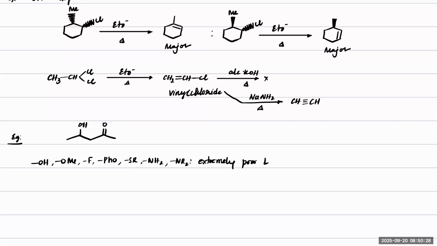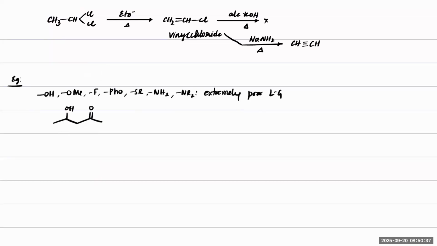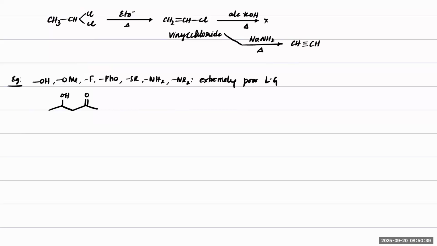Extremely poor leaving group. So in that case, suppose I take this case here, and then I react it with alcoholic KOH and heat. Now definitely you will see elimination is happening. Why is that happening? Because these are the steps that will take place.